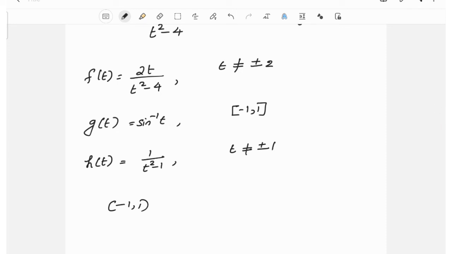As we have already seen in these examples, we consider the intervals on which the component functions are continuous, and we take the interval on which all these functions are continuous, and that happens when we take the intersection of all these intervals, and here the interval is minus 1 to 1. Thank you.